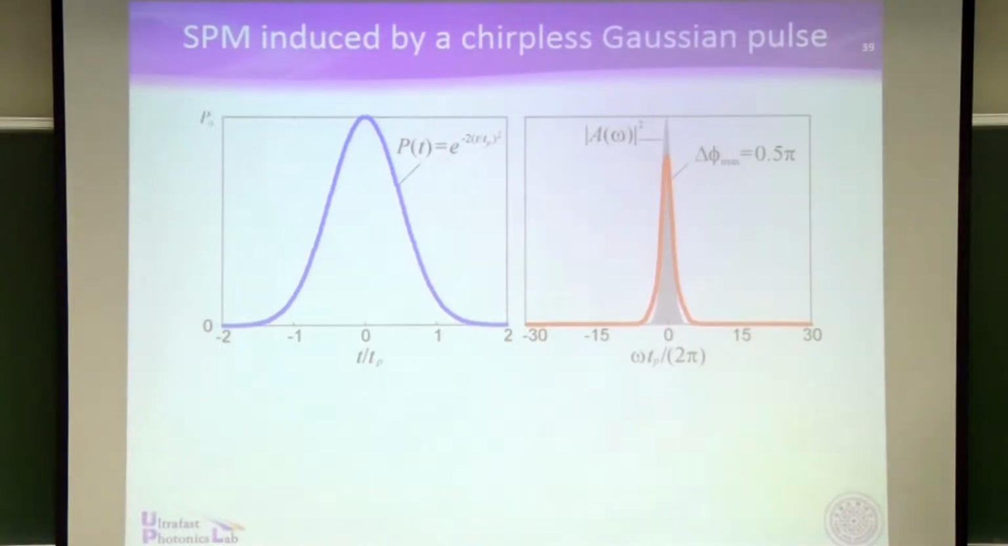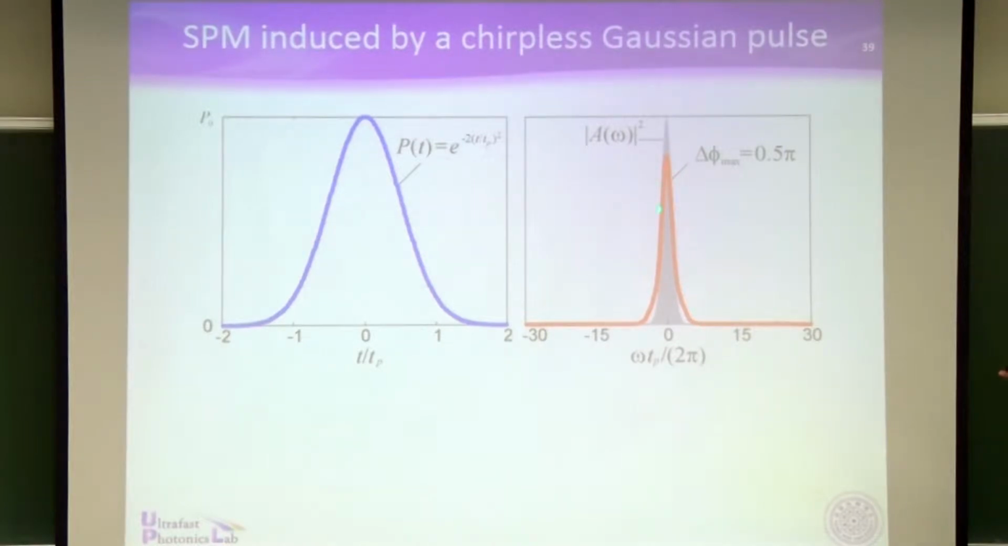That means SPM exists, but it's not important. The maximum phase shift is below pi, it's only 0.5 pi. And the simulation tells us the corresponding power spectrum is the red curve. Here, I preserve the area. So you can see the red curve is shorter, but a little bit broader than the gray one. The area is conserved, it's the same.